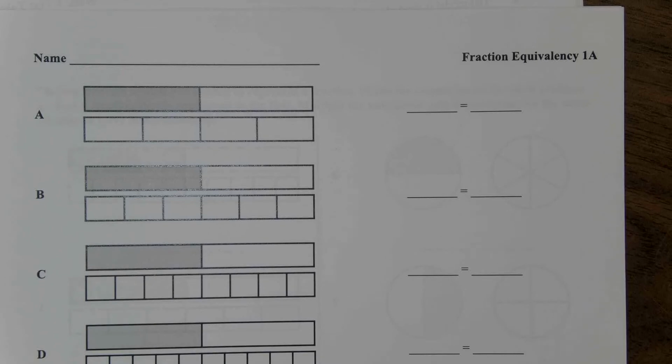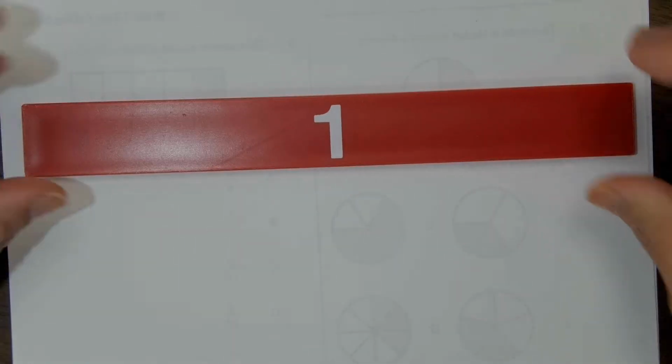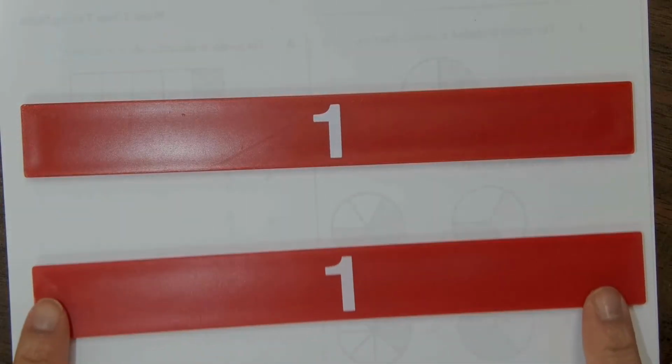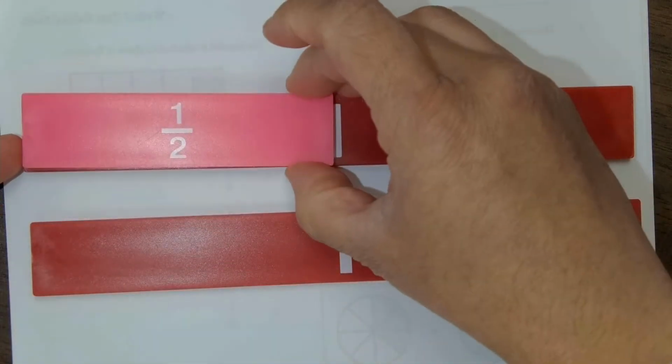Fraction equivalencies 1A. So for this activity, we will need 2 whole fraction rectangles. I'm going to go ahead and take 2 out. And I am going to build half on the top rectangle. So there's half.